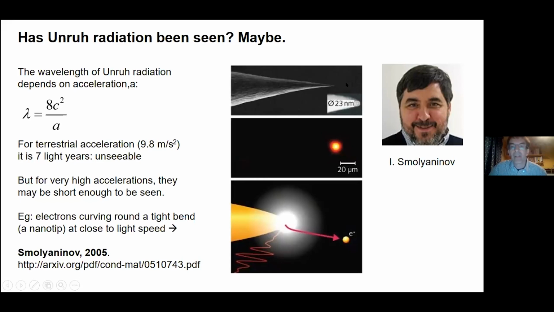This was an experiment done by Bevis-Lewis and reported on by Igor Smolyaninov, who's shown here. They shone a laser onto a gold nanotip, which is shown in the top picture. The plasmons from the laser went around the bend of the tip very fast, a huge acceleration of about 10 to the 19. And they saw light coming off the tip, which was unexpected. And Smolyaninov managed to show that this looked just like Unruh radiation. So it may have been seen already.